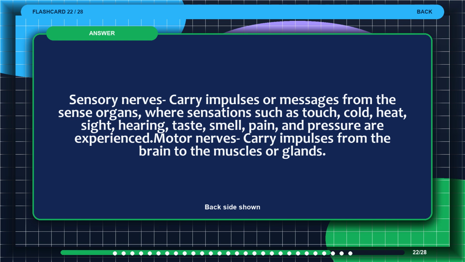The answer is: sensory nerves carry impulses or messages from the sense organs, where sensations such as touch, cold, heat, sight, hearing, taste, smell, pain, and pressure are experienced. Motor nerves carry impulses from the brain to the muscles or glands.